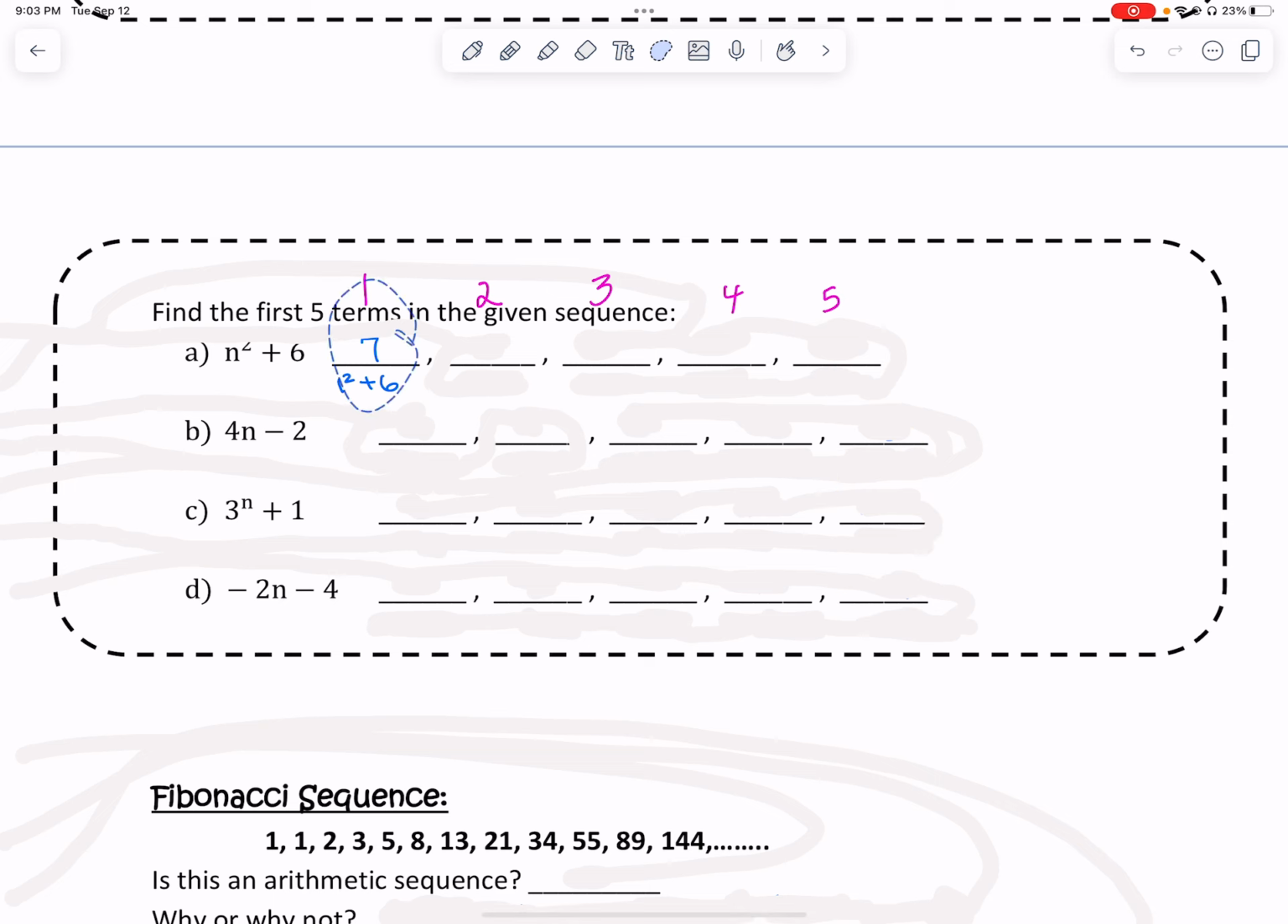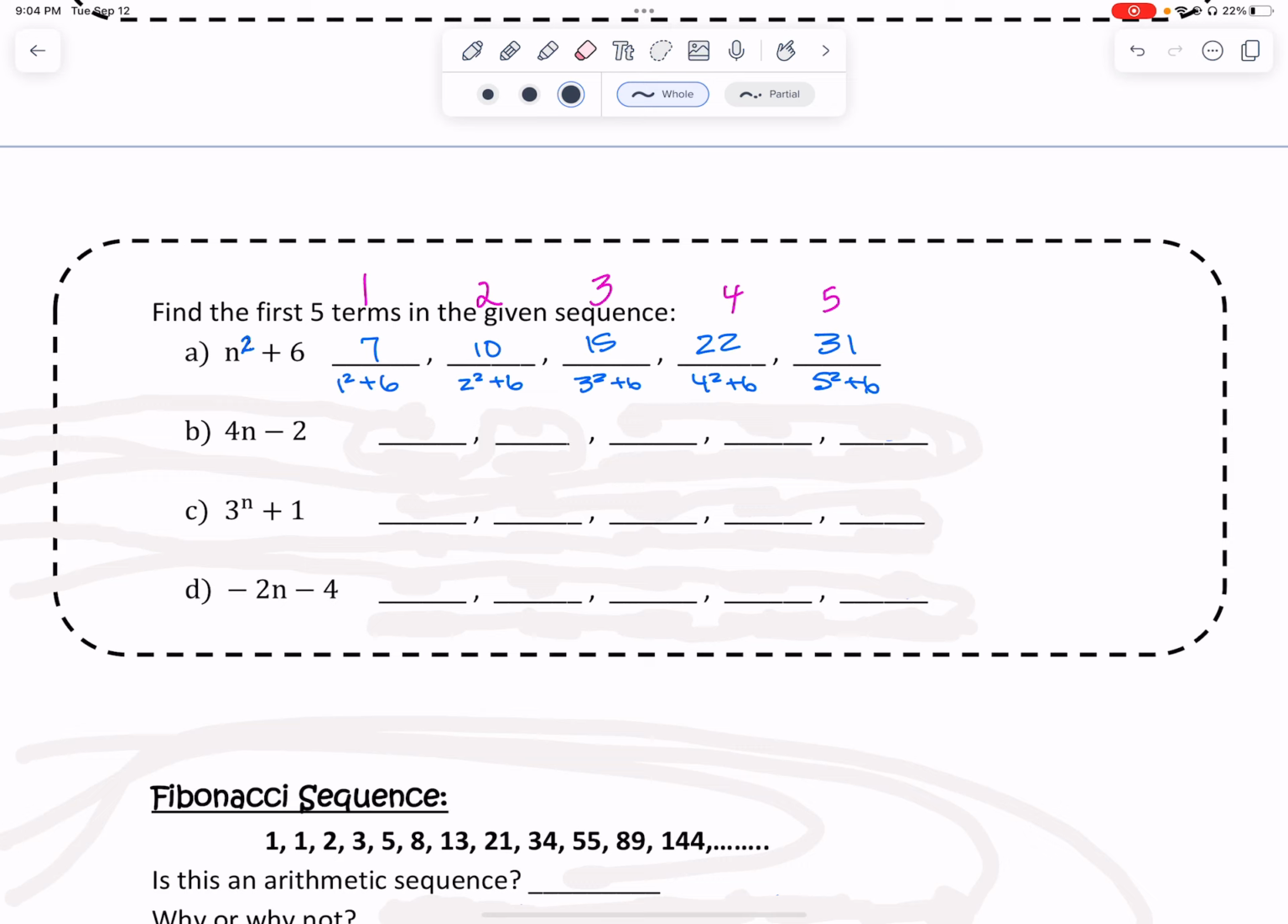So for the first term, I'm going to plug in 1. Let me show you what that is. N squared plus 6. So that's 1 squared plus 6, which gives me 7. Then I've got 2 squared plus 6. So that's 4 plus 6, which gives me 10. And then I keep going. Then 3 squared plus 6, 4 squared plus 6, 5 squared plus 6.